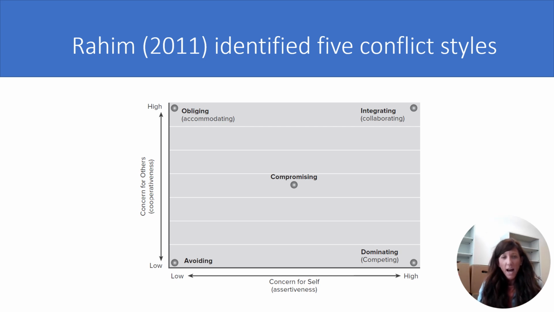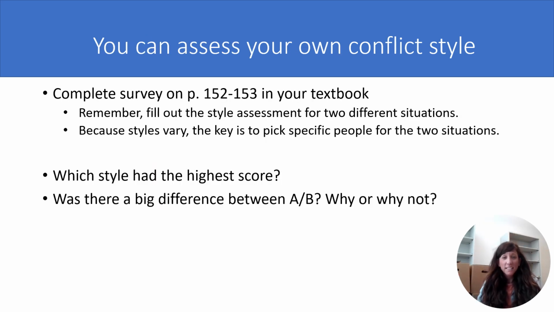With that in mind, I would encourage you to take a quick moment right now and pause the video. And I'm going to ask that, actually, let me advance the slide and then suggest you pause the video. I'm going to ask that you take a few minutes now and you actually go and do the assessment that is in your textbook and identify your own conflict style. So again, based on this chart, you know that you should have one of the 5 conflict styles surface as your preference. The survey that you'll need is on page 152 and 153. An important part of filling out this assessment is to make sure that you actually do it twice.